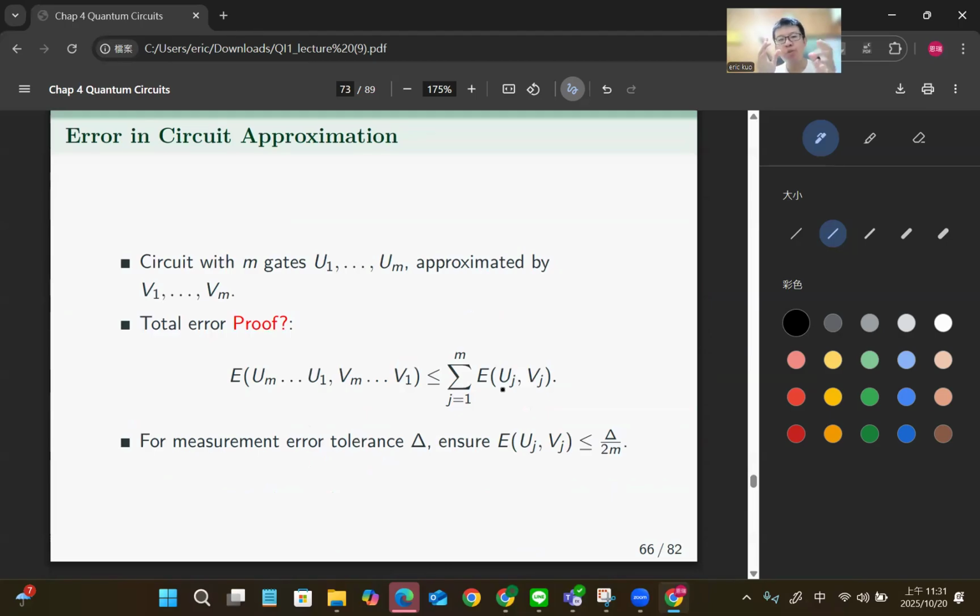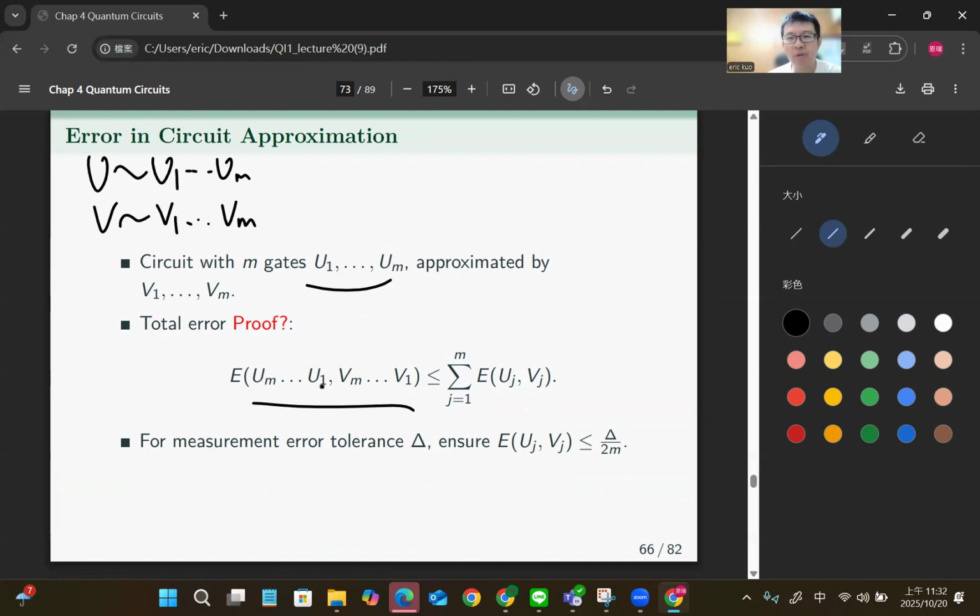But if I write my U in terms of a product of small gates U1 up to UM, so what this means is that I approximate U by using U1 times up to UM and approximate V by V1 up to VM, then it's easy to prove that the total error of these two is bounded by the sum of the small pair errors. So pair this, pair this, pair this. Okay, so the proof of this is very simple.